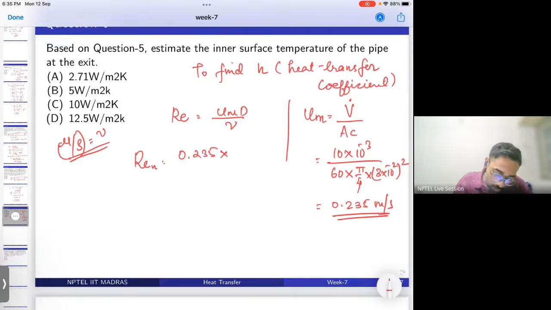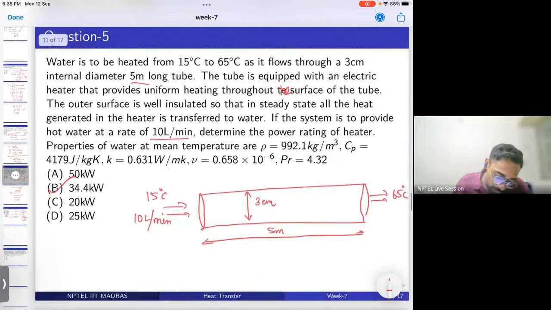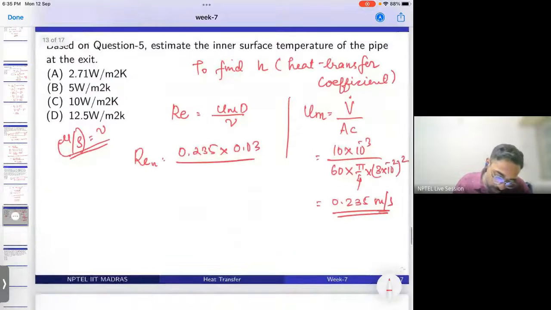So 0.25 into 0.03 divided by 0.658 into 10 raised to minus 6. So the answer to this question will come out to this, which is the turbulent flow.